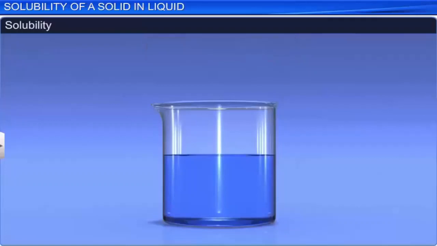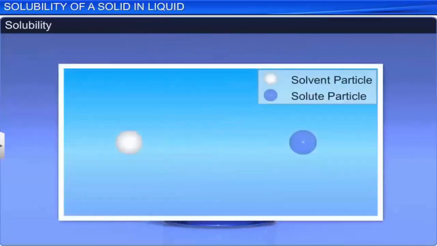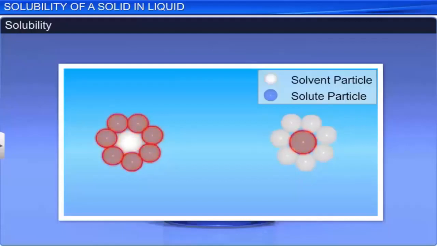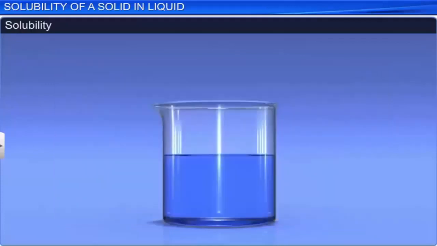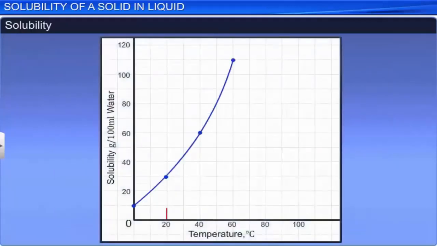Solubility is the result of an interaction between particles of the solute and the solvent. Hence, it depends on the nature of the solute and the solvent, as well as on the temperature and pressure.